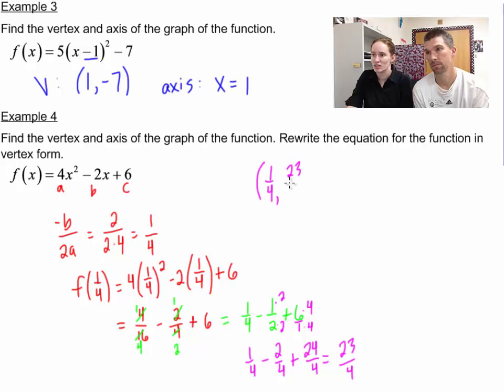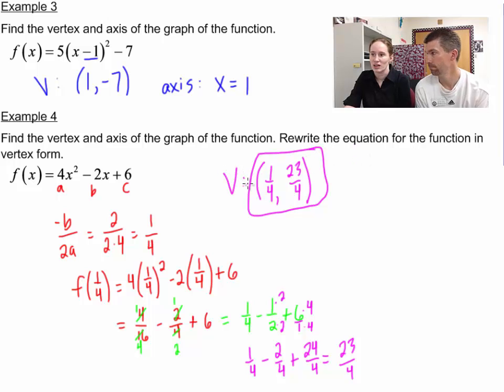Now that seemed like a lot of work. Mostly though, that was because it was a fraction. If we'd had a normal set of numbers, that would not have taken as long. That's the vertex. Axis of symmetry will be x equals our x value.